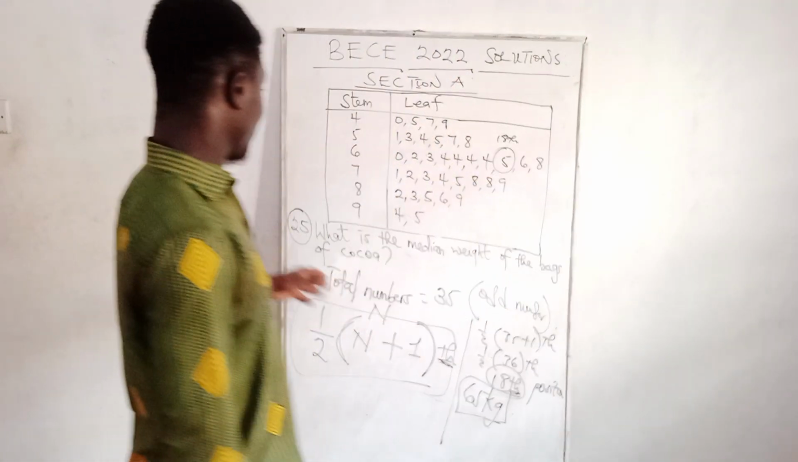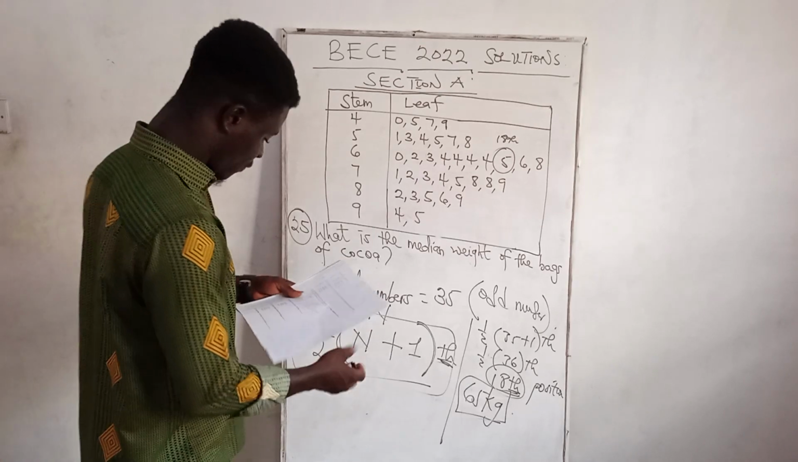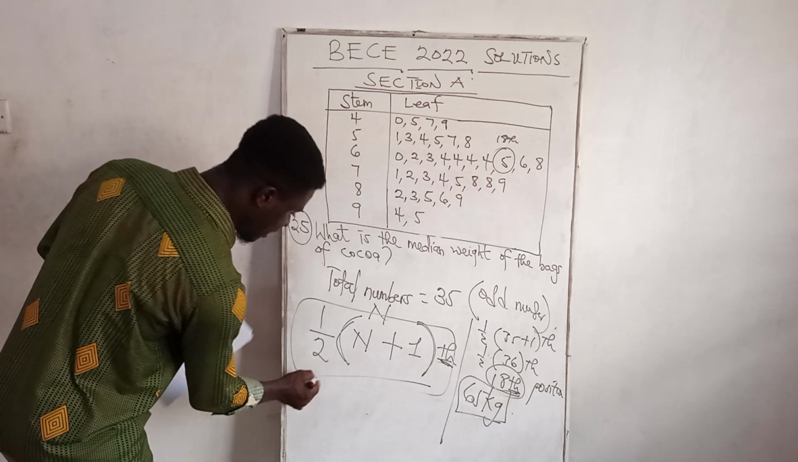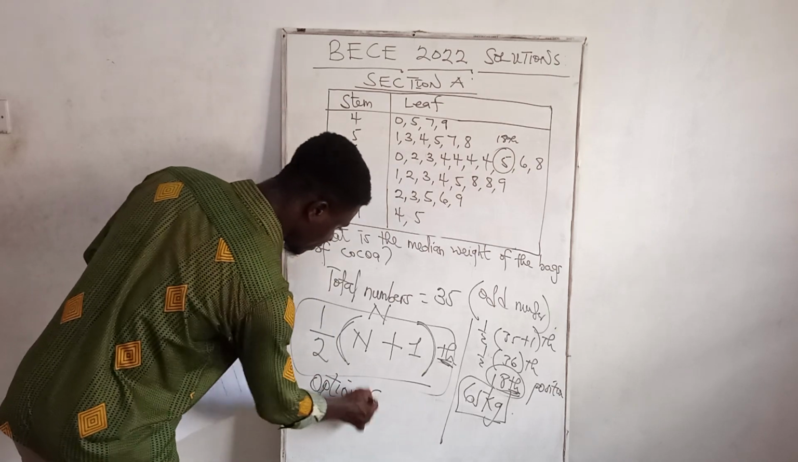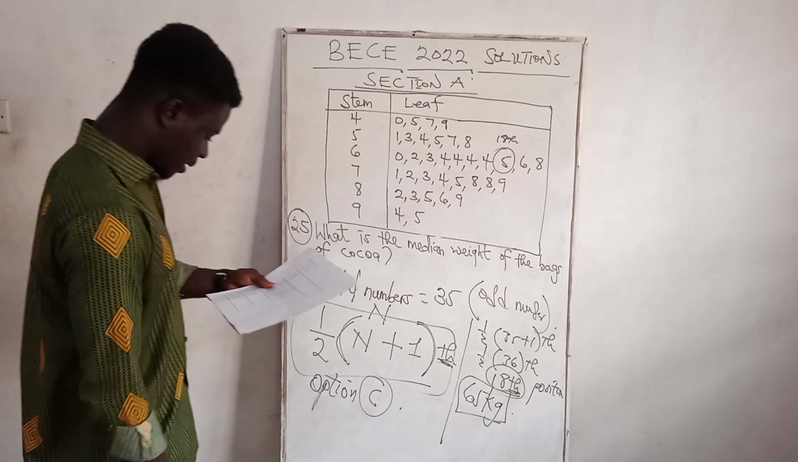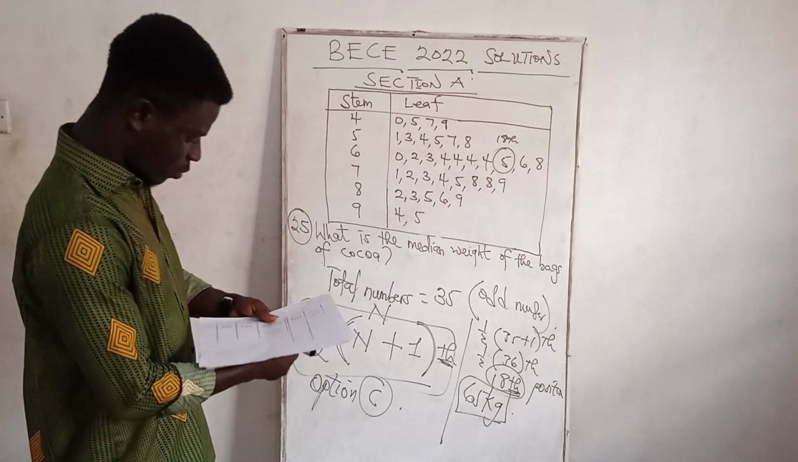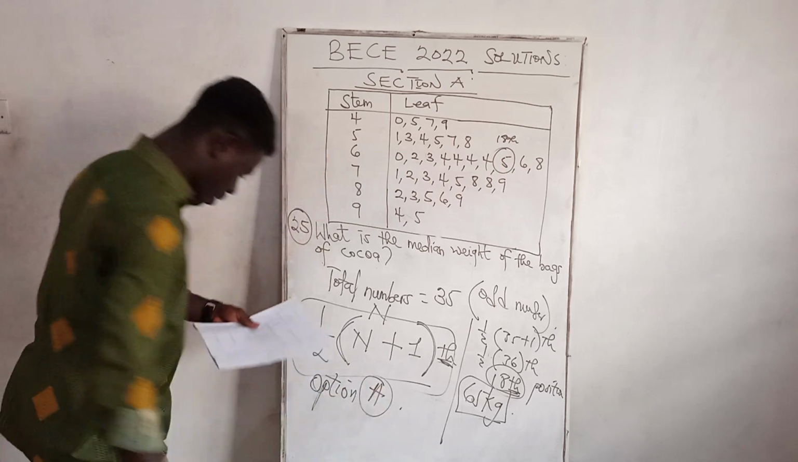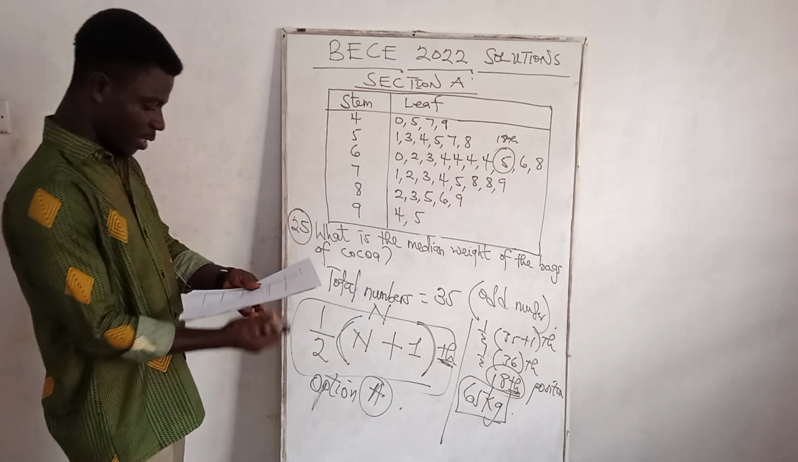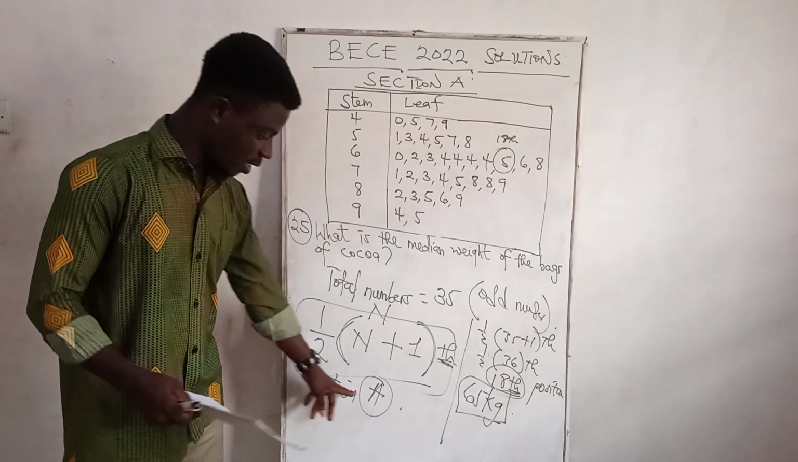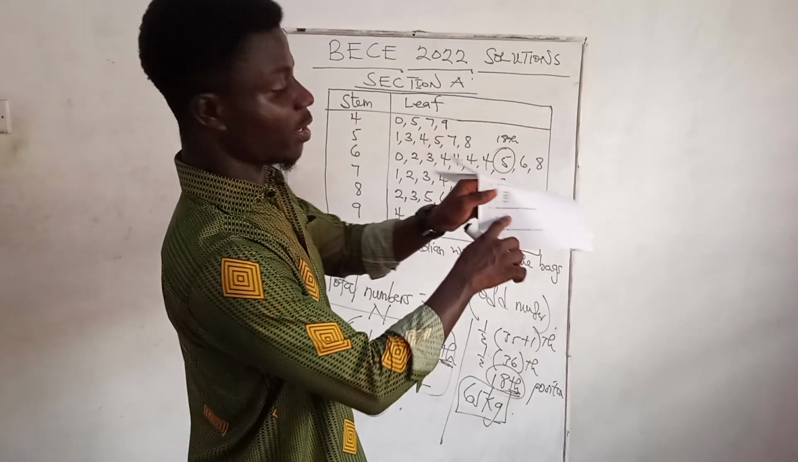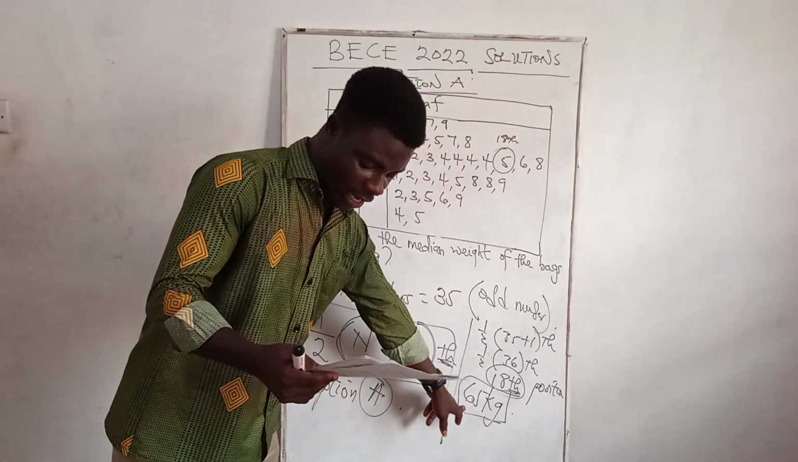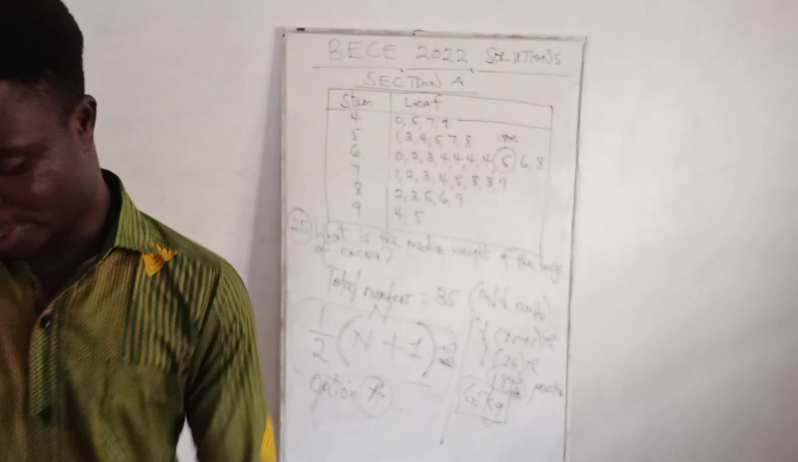Alright, so now let's see question 25. The answer is option A, we had 65 kilograms, the median weight. So option A.